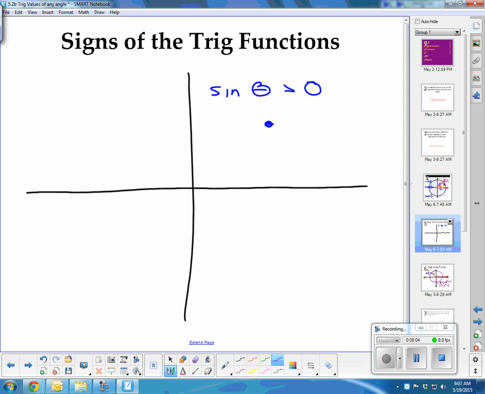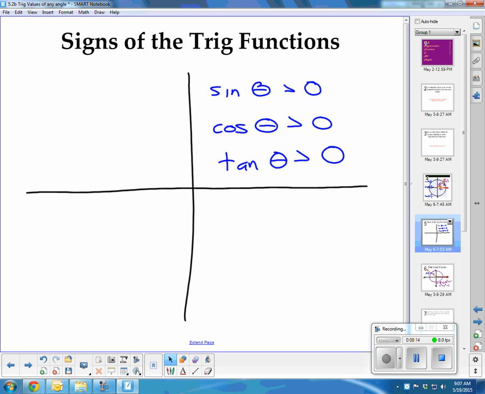Now, similarly, I can say that cosine of theta is going to be positive and tangent of theta is going to be positive. If you have your terminal ray in the first quadrant and you choose any point on that terminal ray, the x-coordinate is going to be positive, the y-coordinate is going to be positive, and the circle is always going to have a positive radius. So no matter what ratio I take, y over r, y over x, it doesn't matter. Those outputs are always going to be a positive divided by a positive, which gives us a positive output.